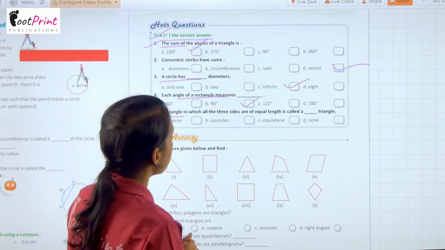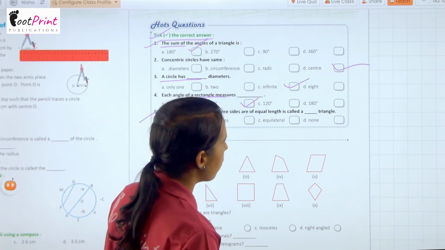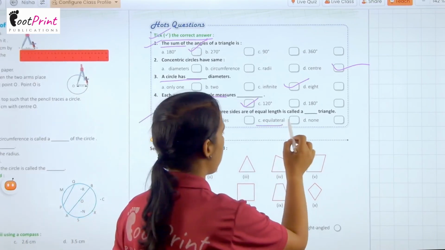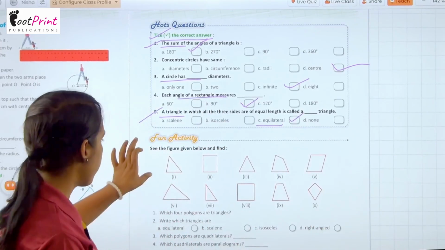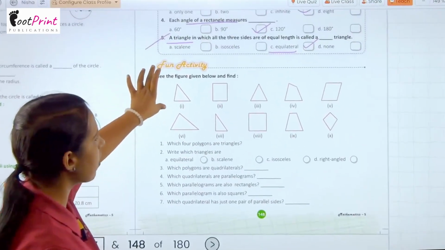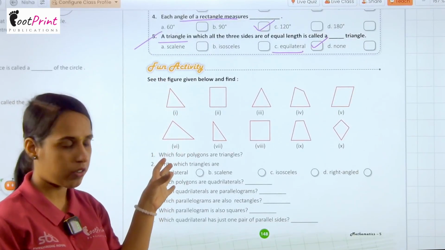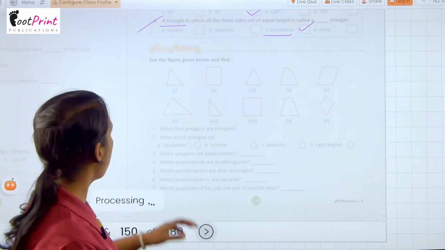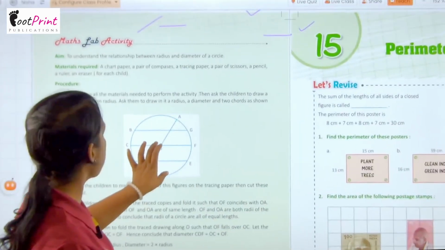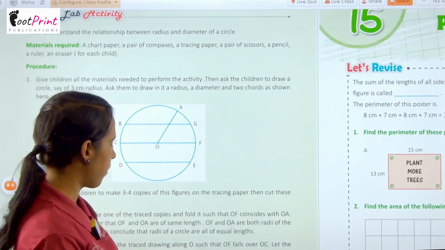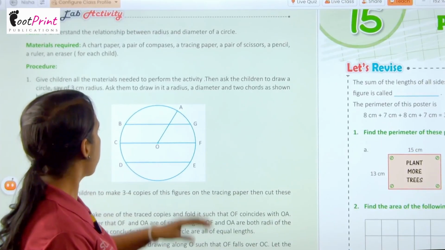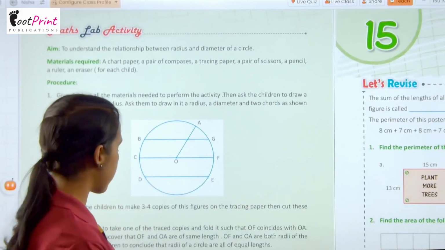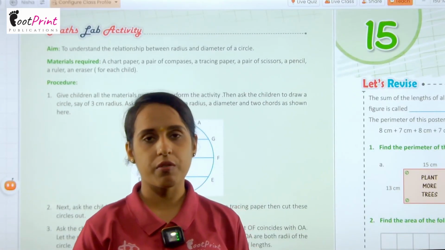Next one is a triangle in which all the 3 sides are equal in length is called, we know that if all the sides are equal, that one is an equilateral triangle. Now we have a fun activity. Students, you have to do this activity by yourself and enjoy this activity. Now we have the math lab activity that you will do in your class with your teacher.